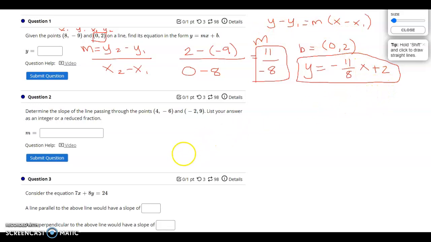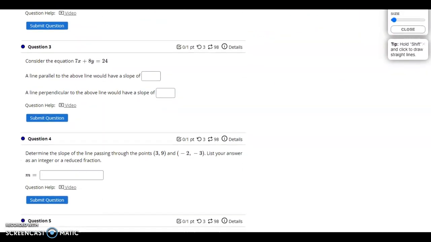So, okay, determine the slope of the lines passing through the 2 points. Really similar to what we did, only don't take it as far. You get to stop when you find the slope. Okay, let's look at number 3.